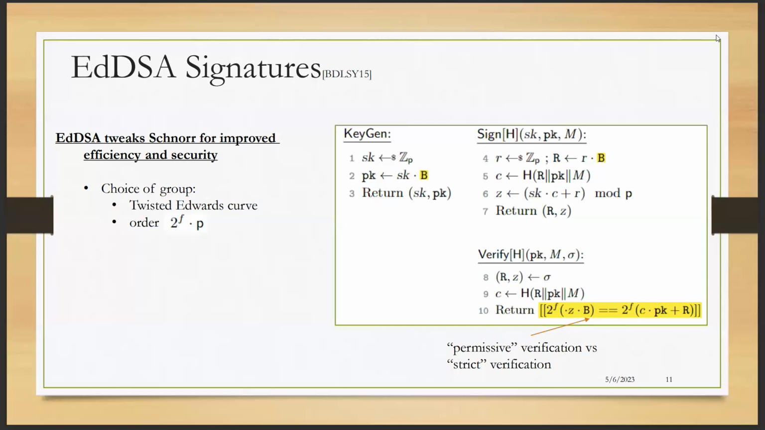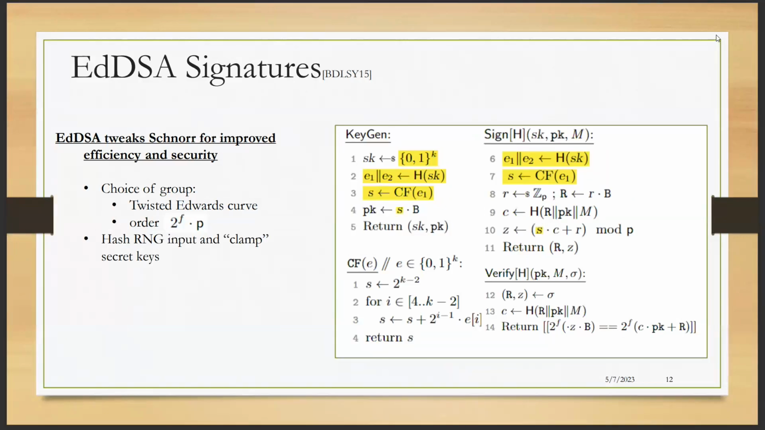So this gives us two different variants of verification depending on how we want to handle that. We can either check equality based only on the part of the group element in the prime order subgroup, or we can check equality as a whole. And we call these two variants permissive verification and strict verification. Our analysis works on both of them, but we have to pick one. So for the rest of this talk, I'll be working with permissive verification.